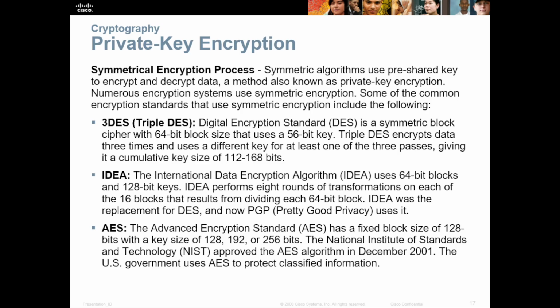This DES is a symmetric block cipher with a 64-bit block size that uses a 56-bit key. The 3DES encrypts data three times and uses a different key for at least one of the three passes. Which now gives us a cumulative key size of about 112 to 168 bits.